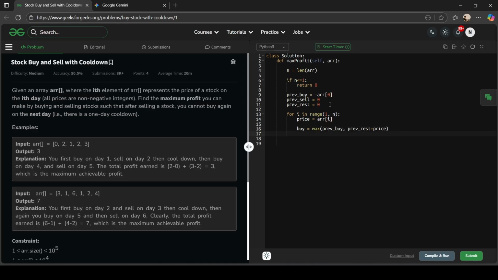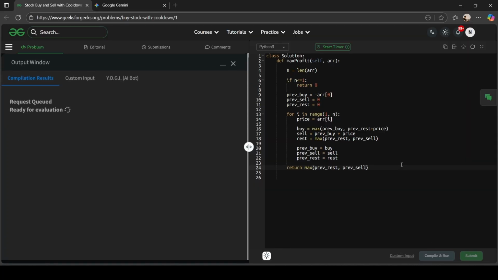Now, if you think about sell, there's only one operation to do, that is previous buy plus price. Now, say for example, you're resting. You can have two options. You are either resting in the previous state, so you can continue to rest again, or you can choose the selling state, right? And that's basically it. Set previous buy equal to buy, then previous sell equal to sell, and previous rest equal to rest. Now at the end, you can just return max of previous rest and previous sell. That's basically how this works.